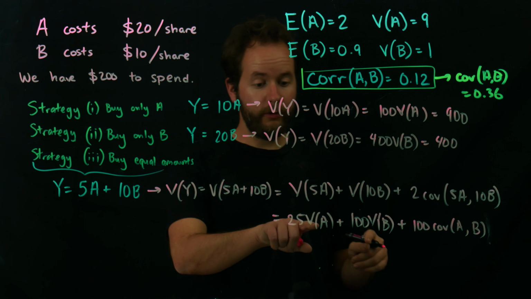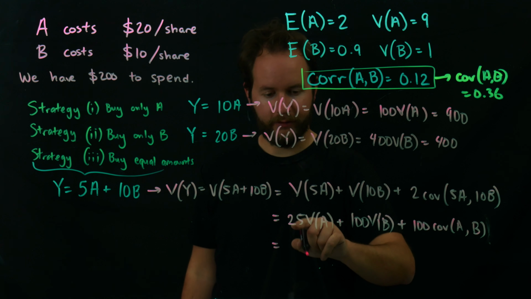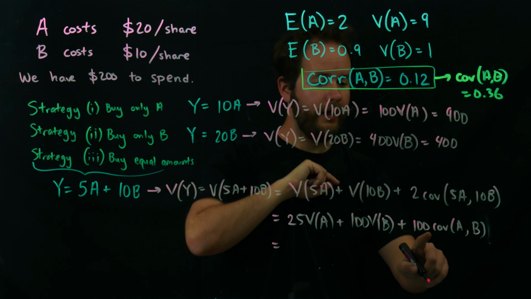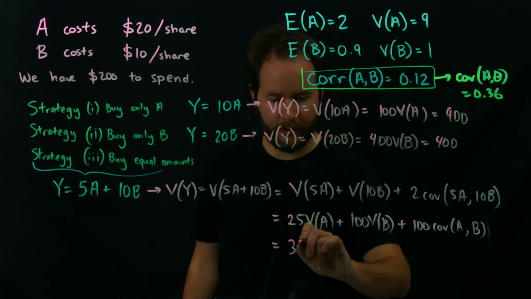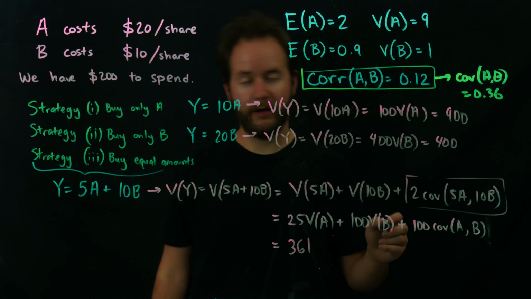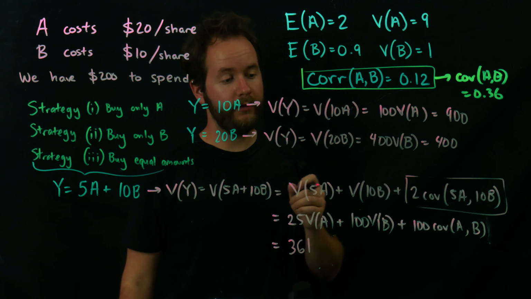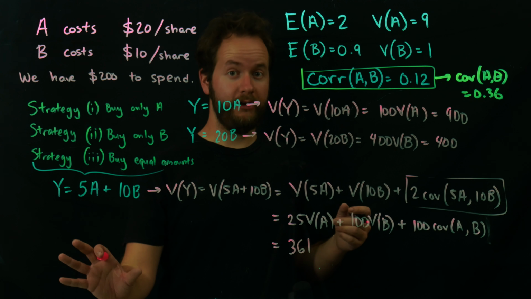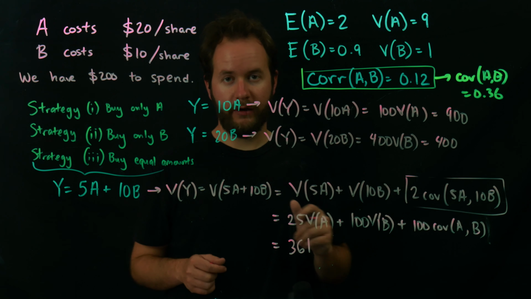And now, knowing what we know about variance of A, variance of B, and the covariance of AB, we can get an exact number for this. 25 times variance of A is 9, 100 times variance of B is 1, and 100 times this covariance of 0.36 altogether gives us a variance of 361. So it's important to remember this covariance term because otherwise you get everything wrong. We can say this covariance term is 0 if we know that A and B are independent, but we were told that A and B had some sort of correlation earlier, and from that we could figure out the covariance, allowing us to figure out the combined variance of A and B.